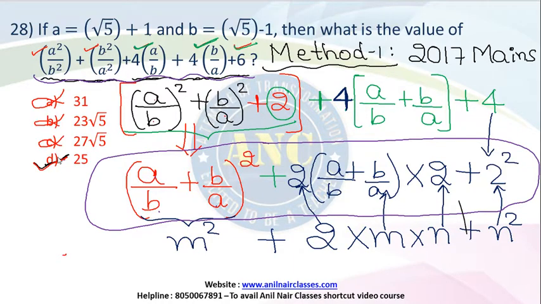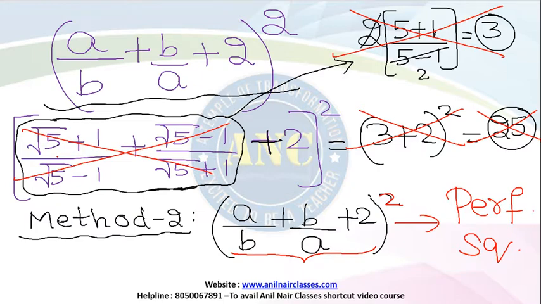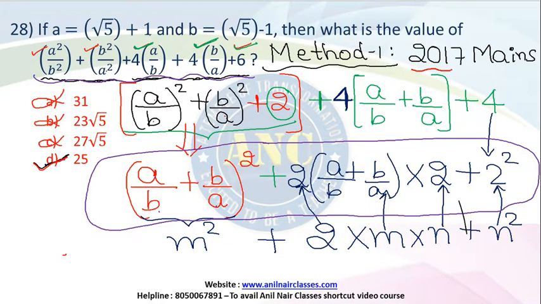I have taught you method 1 for that reason itself. If there is more than one option which is a perfect square, then you should apply method 1, find the value of a/b + b/a, substitute it as 3 and then find the value as (3 + 2) whole square, which is 25. But it is actually not required with the given options. And I am telling you, this is your original 2017 Mains question with the exact options being displayed on the screen right now.